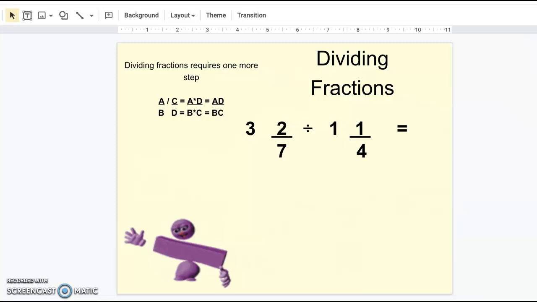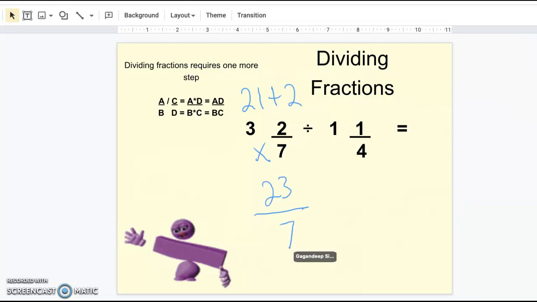This is a mixed number, so you know you got to convert it into an improper fraction first. Okay, let's go back to that blue. All right, so how do we convert mixed numbers into improper fractions? Let's multiply the whole number by the denominator. 3 times 7 gives me 21. I'll add my numerator of 2. That's 23 over 7. Okay.